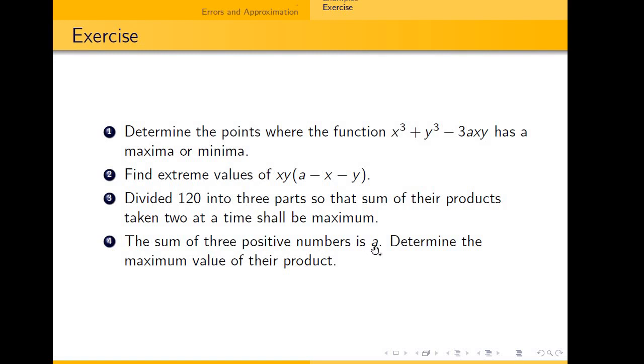The sum of 3 positive numbers is a, some constant number, you can take 8, and then determine the maximum value of their product. You can take any value a, or you should keep this a as it is and then find this out. If we divide this 120 into 3 parts, there are a number of ways to divide it. Here we get a number of sets of points, but the product is maximum for a unique number, one number.